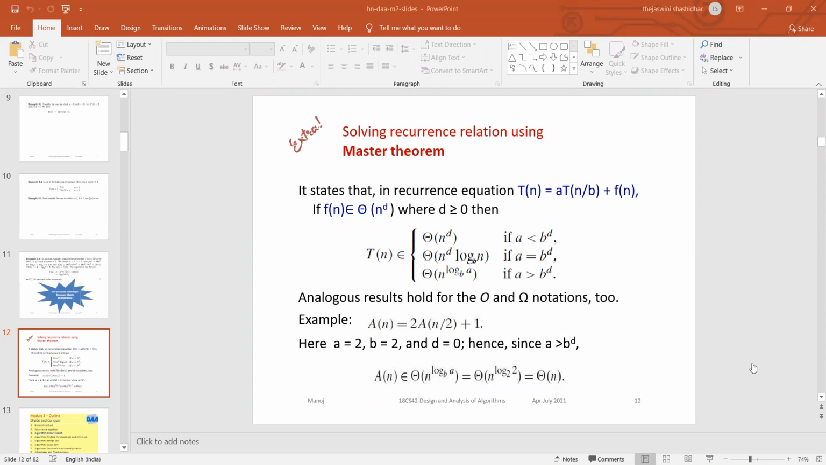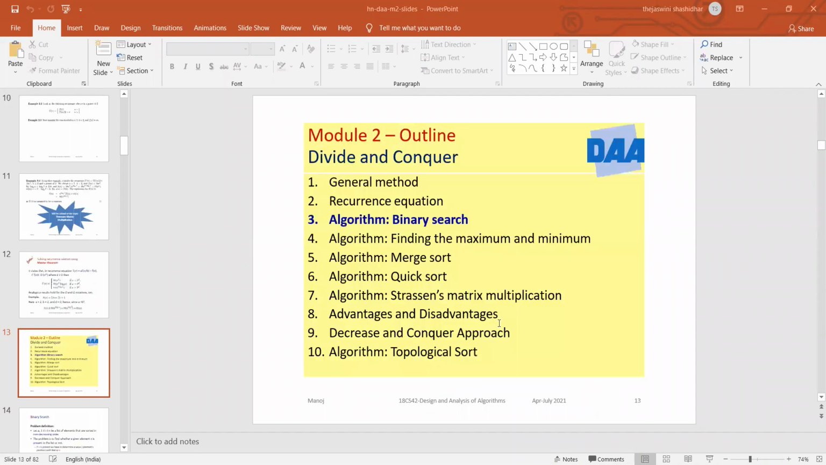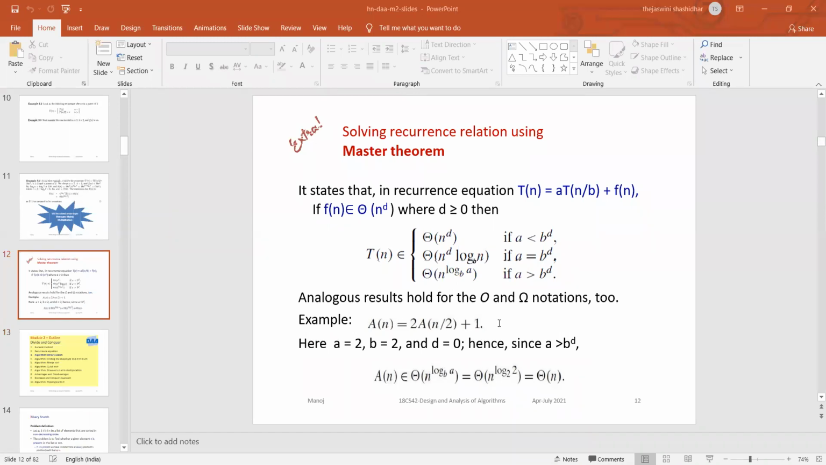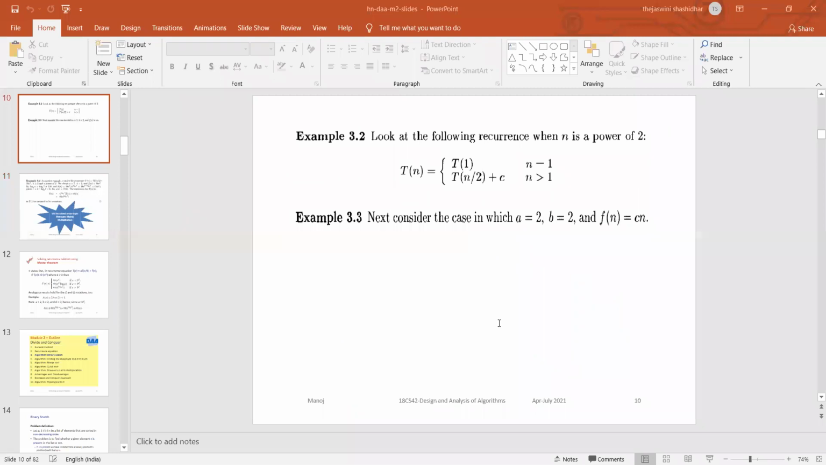So understood, got this problem? If you have not understood, kindly tell me. I will explain it again, because in the master theorem you will compulsorily get one question. Understood? Kindly reply here. Understood or not?